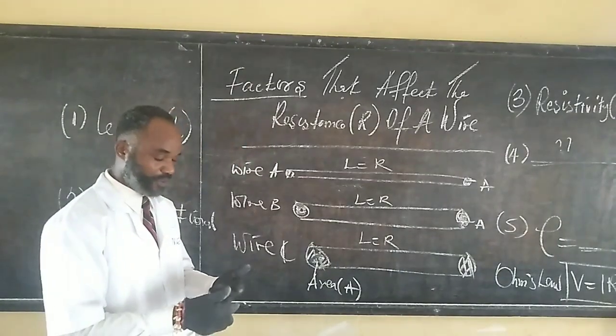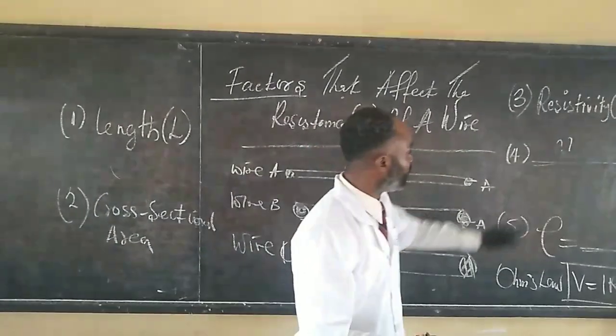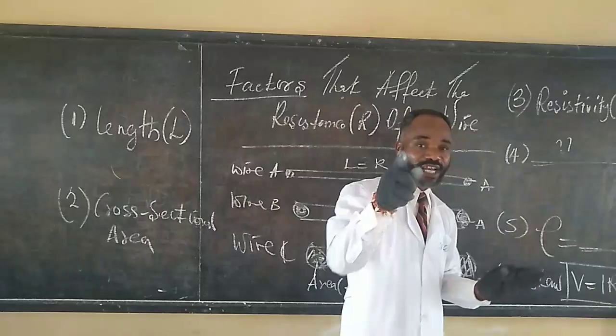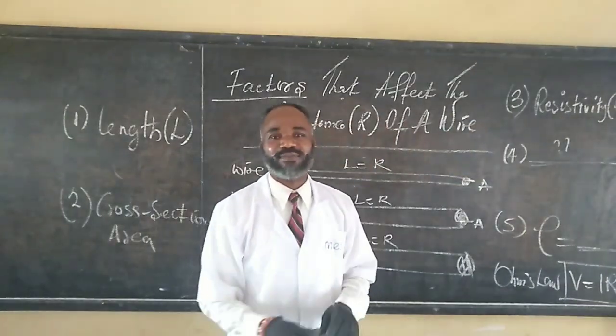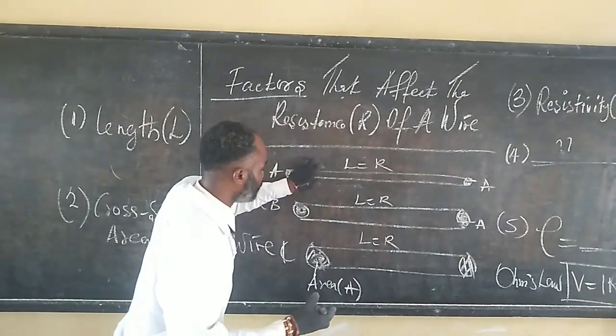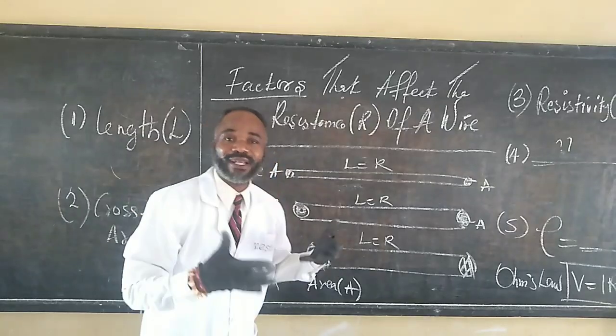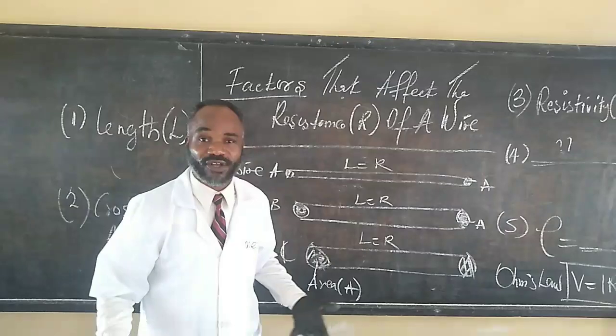Okay, I will leave it at this point. And I urge you, go and supply in the comment section the fourth factor and the formula for finding resistivity. By the way, what is the meaning of resistivity? It tells us the nature of the wire, the material, the substance used in making the wire.